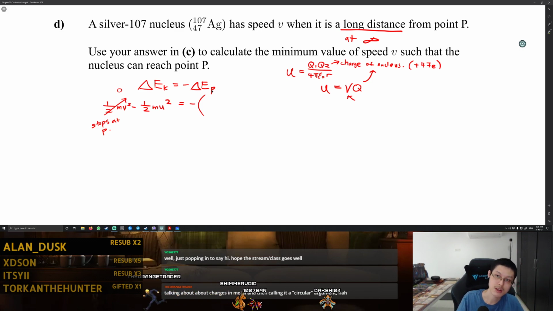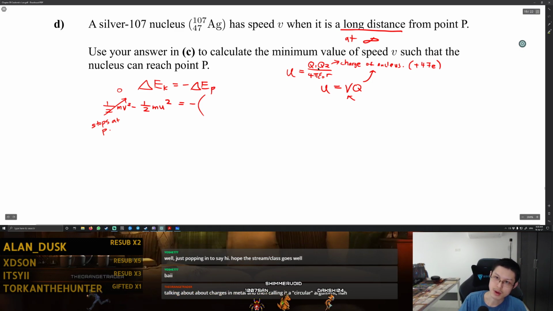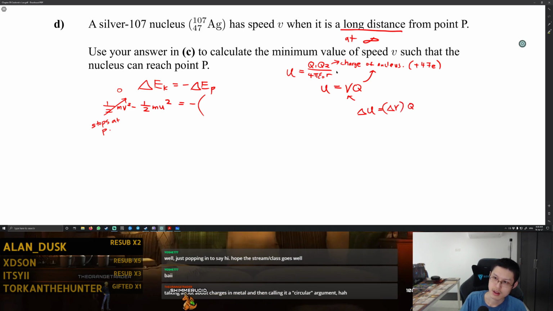So we should use this equation instead of this one, because we don't know what the collective average charge is at point P. But we do know what the resultant electric potential is at point P. If I have a change in the electric potential, then the change would affect my electric potential as well. But my charge is a constant, so we can just put the charge outside of the change. So essentially this is going to give us change in V times Q.